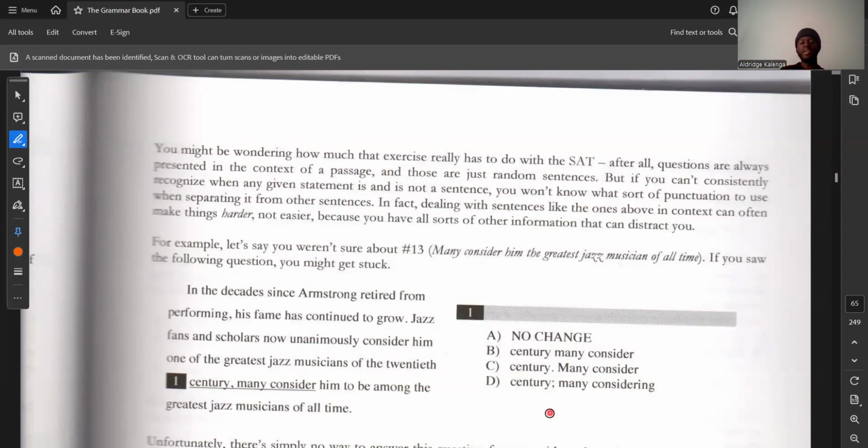So a fragment would be, it would be 20th century. Many considering him to be among the greatest jazz musicians of all time. So we're leaving a fragment. So we cannot do that. So D is wrong, and that's why C is correct, because C is just another sentence. It's leaving another sentence to stand alone, which is right by the definition of a sentence. It should be able to stand alone. It should be able to be independent. But D is a dependent clause. D is a fragment. So that's the reason why D is wrong.